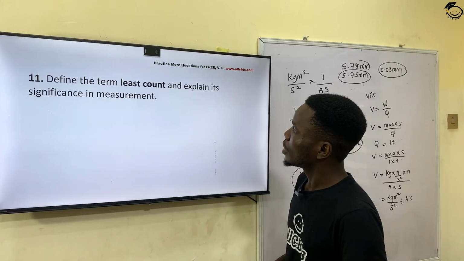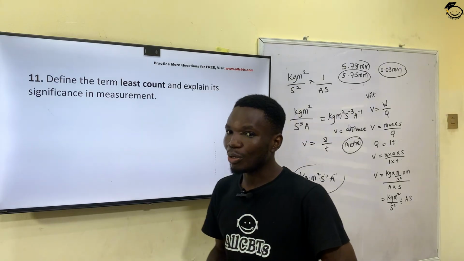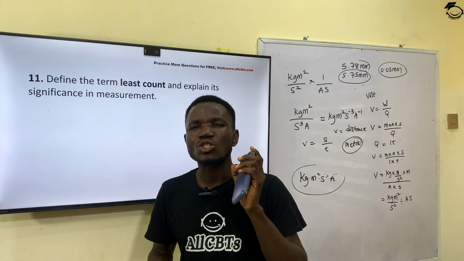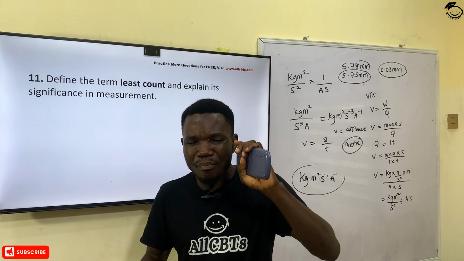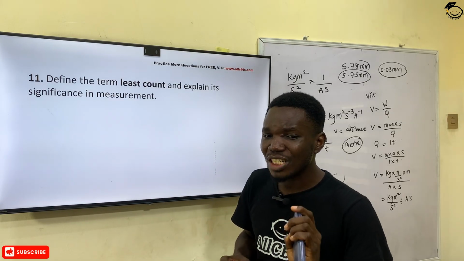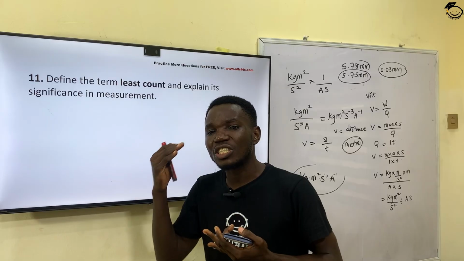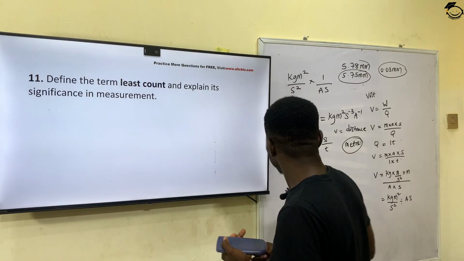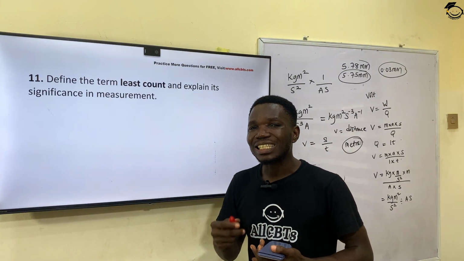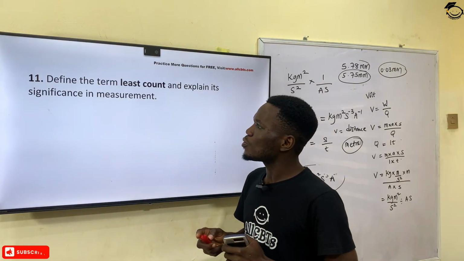So that is also question number 11. We say, define the term least count and explain its significance in measurement. Least count just talks about the least amount or the smallest value that a measuring instrument can detect, or the smallest amount that a measuring instrument can measure. So the least count differs from one apparatus to the other, and it is also the degree of accuracy of that measuring instrument. So what do I mean?